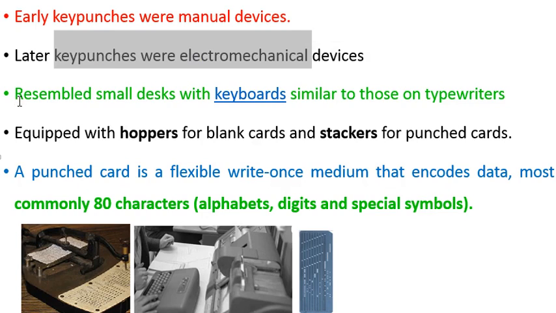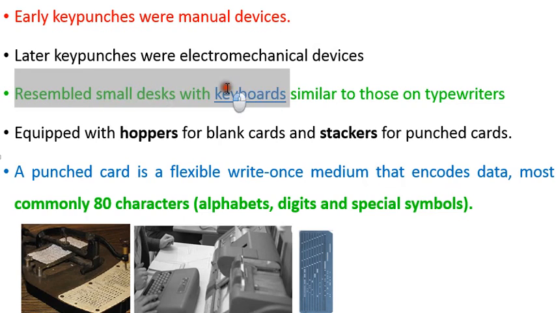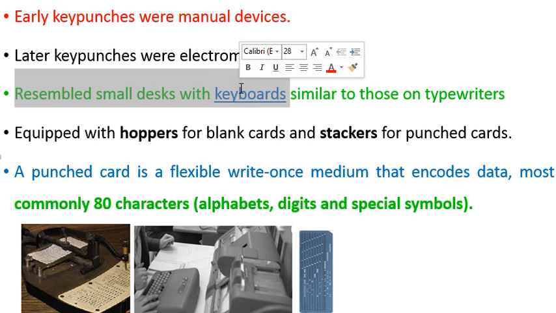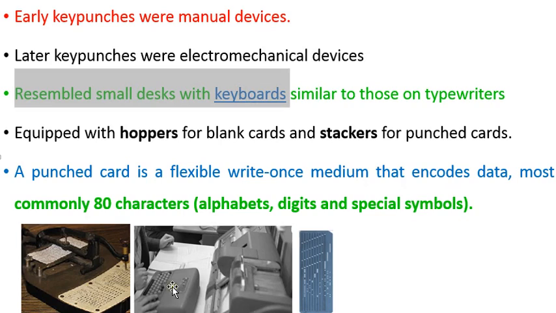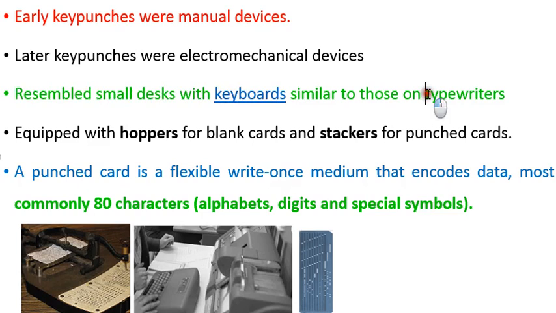And these key punch devices were like small keyboards. As you can see here in this diagram, you can see something like a keyboard which you press for punching the cards so that you store the information you want. They also resemble the typewriters we normally use.